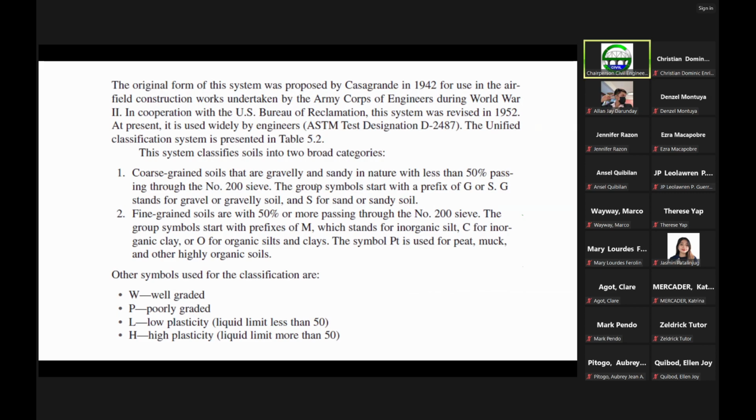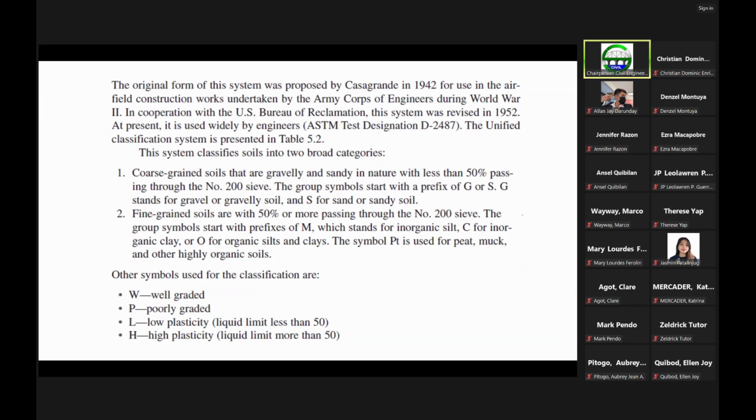Now in these soil types, the group symbols start with the prefix of G or S, where G stands for gravel or gravelly soil, and S stands for sand or sandy soil. For the fine grain soils, these are basically those soils with 50% or more passing through the number 200 sieve. Again, the number 200 sieve is the 75 micron diameter soil particle.